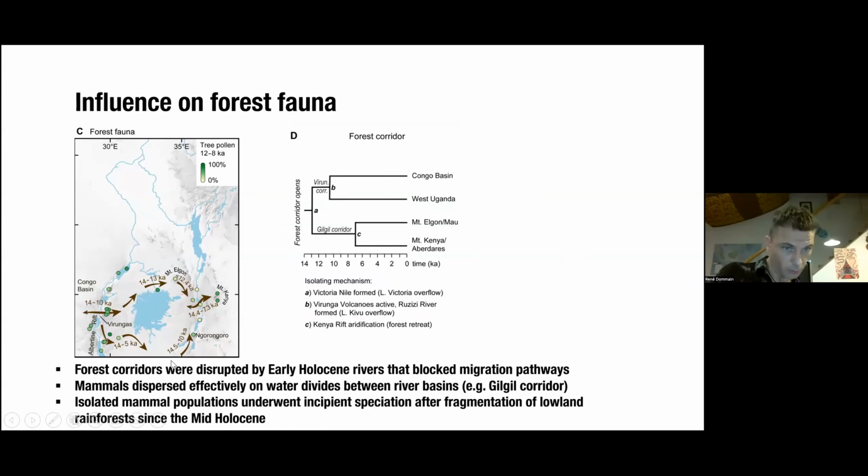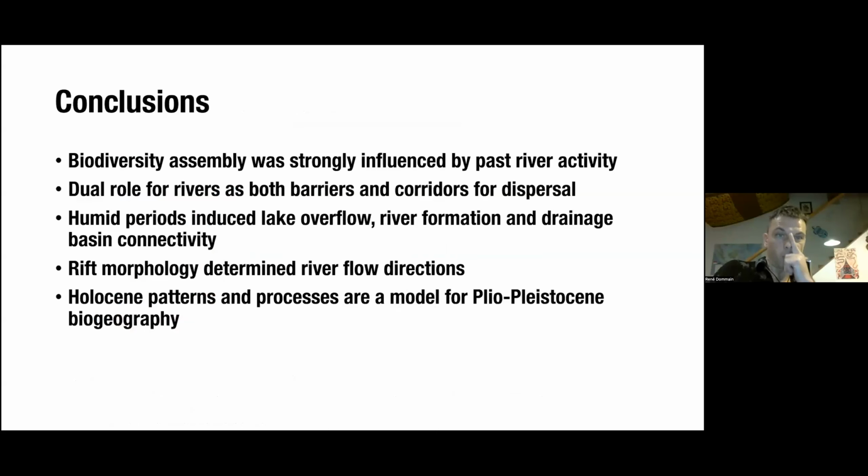A second dispersal pathway was basically the drainage divide between the Lake Victoria basin and the river basins to the south. So in conclusions, we can say biodiversity assembly in East Africa was strongly influenced by past river activity. There's a dual role for rivers. They acted both as barriers and as corridors for the dispersal of either aquatic or terrestrial fauna.